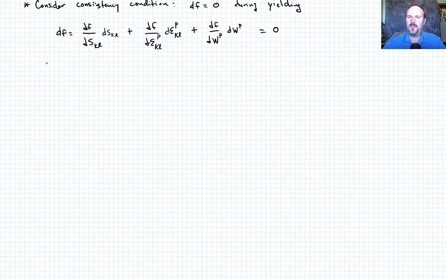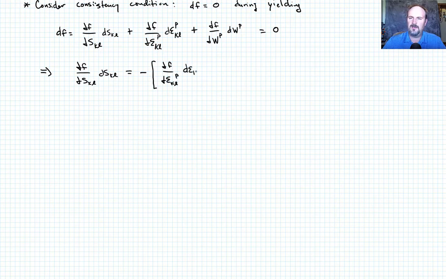I can do a little rearranging and write that this quantity, the partial of F with respect to S_KL dS_KL, which we know is contained in our flow rule, is going to be equal to the negative of the quantity: partial of F with respect to epsilon KL plastic d epsilon KL plastic plus the partial of F with respect to the plastic work times the plastic work increment. Let's call that equation 4.